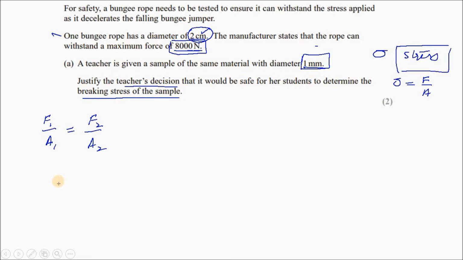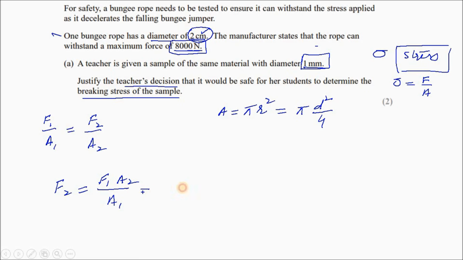So F2 would be equal to F1 times A2 divided by A1, and you know that area A is pi r square or pi d square by 4. This is the formula for area. Why am I using this pi d square by 4? Because diameters are given, so I just don't want to go into the detail of radius. So pi d square by 4.